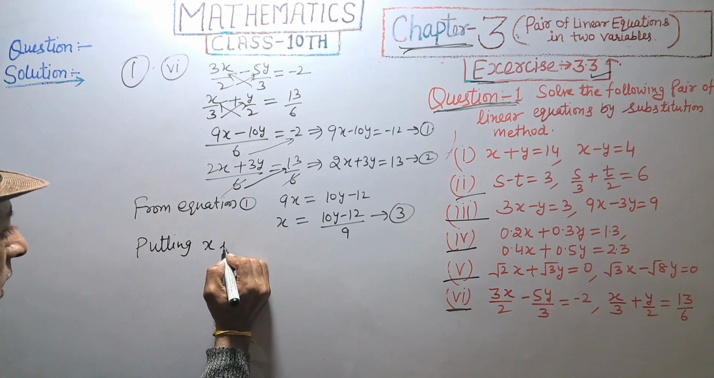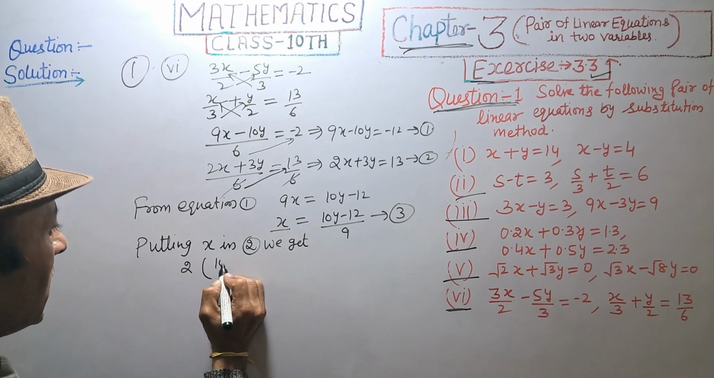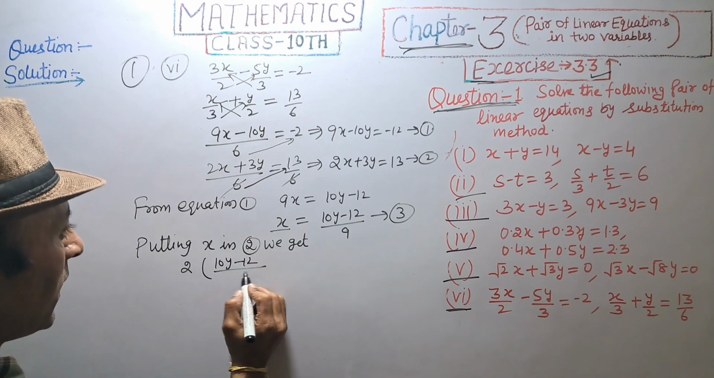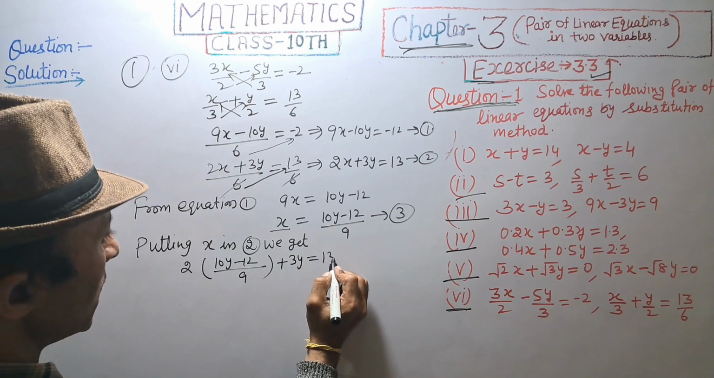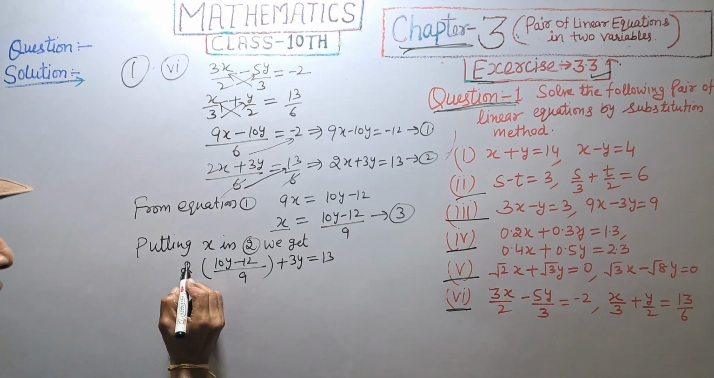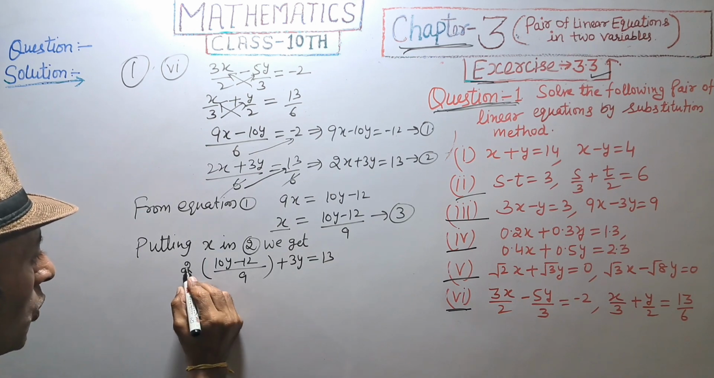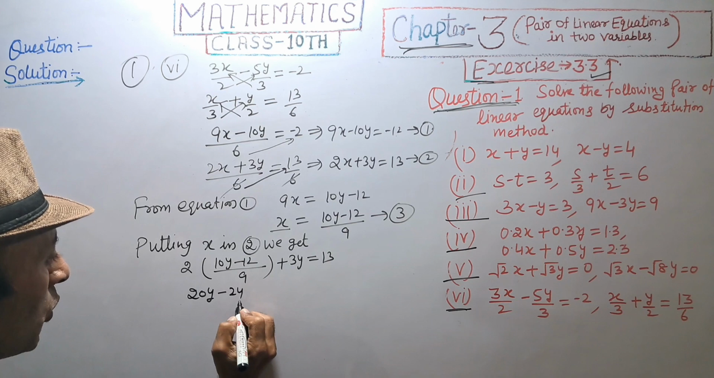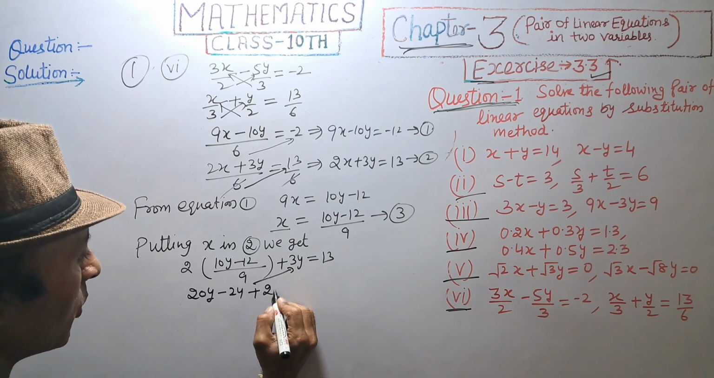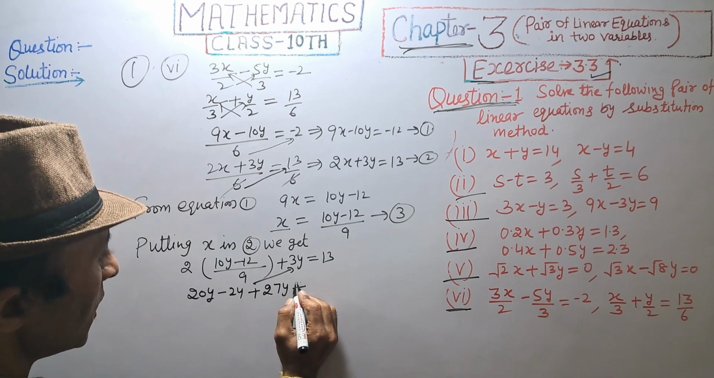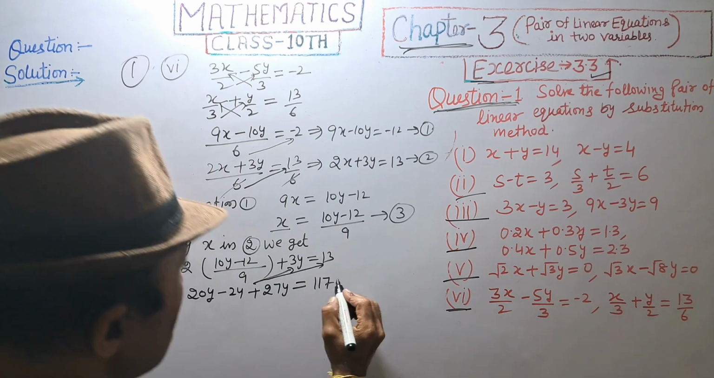Putting x in second, we get 10y minus 12 divided by 9 plus 3y is equal to 13. 2 multiplied by 10y, that is 20y. 2 multiplied by 12 is minus 24. 9 multiplied by 3 is 27y, equal to 13 9s are 117.